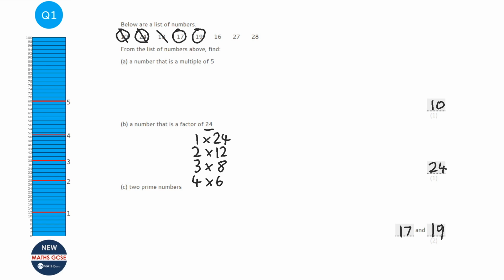Let's go through the rest to make sure. So 16 is 2 times 8, so that's not a prime number. Any even number apart from 2 is not going to be a prime number. 2 is the only even prime number. 27 looks like it might be, but actually 3 times 9 is 27, so it's definitely not. And 28 is another even number. So it looks like we found the 2 prime numbers.